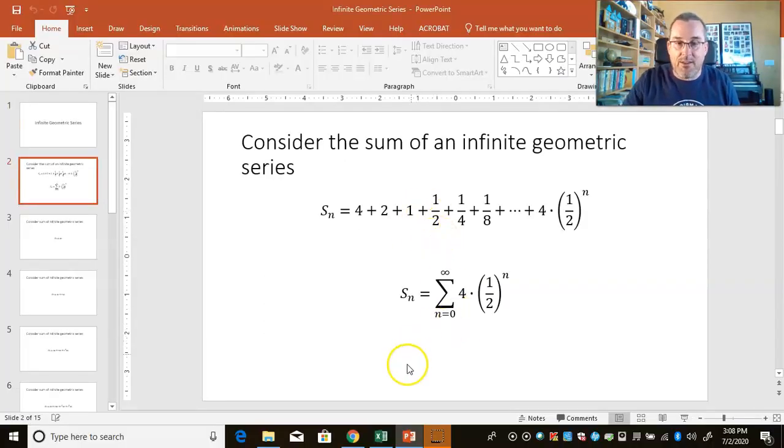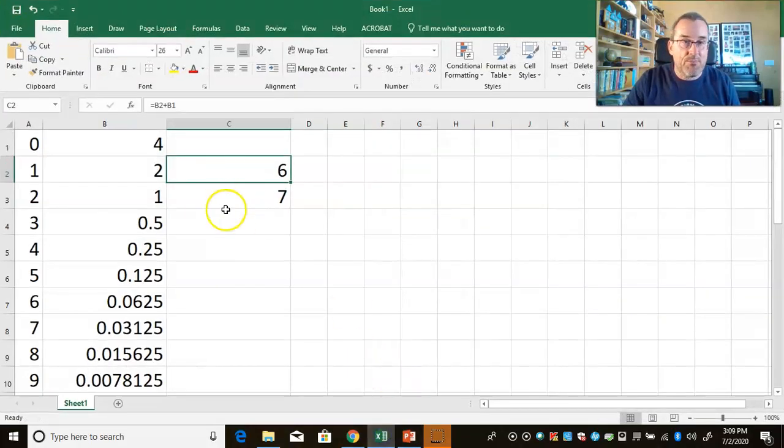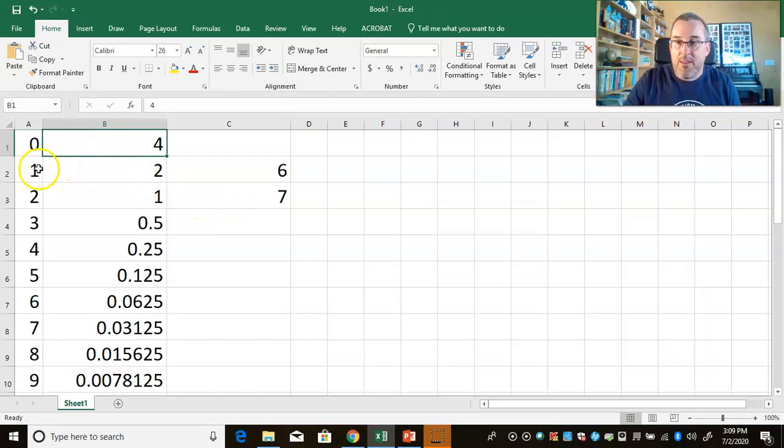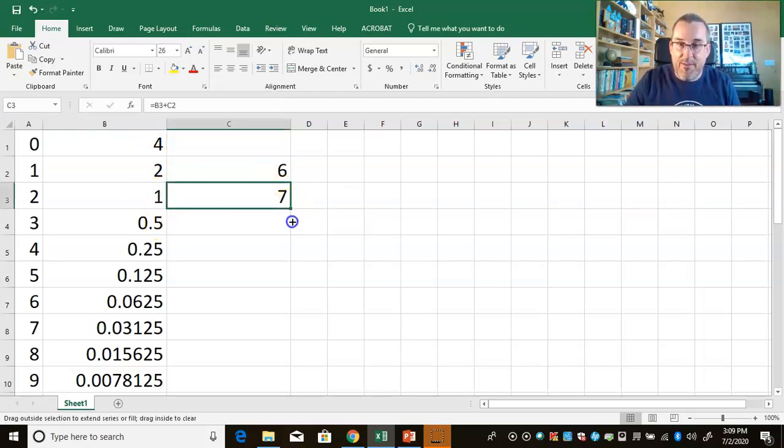Well, let's consider a little Excel spreadsheet and see. So the 0th term is 4. The first term was 2. The second term was 1, etc., etc. Half, fourth, eighth, etc. And what we're doing is we're summing up these terms. So we're saying 4 plus 2 is 6. Plus 1 is 7, plus a half is 7.5, and then 7 3/4, and then.